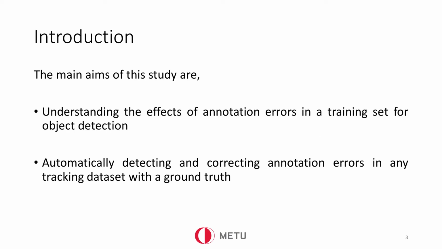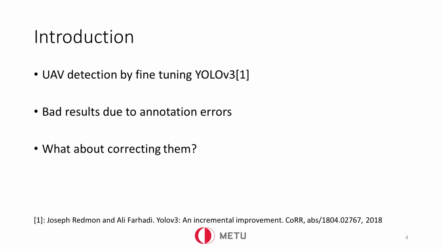The main aims of this study are understanding the effects of annotation errors in a training set for object detection, and automatically detecting and correcting annotation errors in any tracking dataset with a ground truth. For nearly a year, we were working on UAV detection by fine-tuning YOLOv3 with different datasets. It generally works fine, but there are some bad results. When we looked at them visually, we saw different kinds of annotation errors in the incorrect results. Then we wondered, if we correct the errors in the training set, will the results get better in test sets or not?